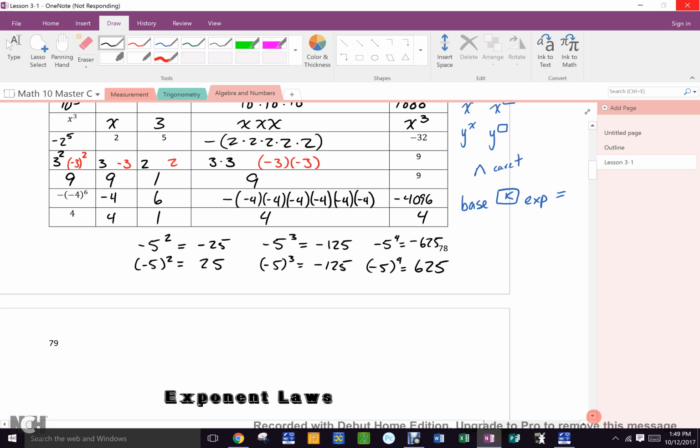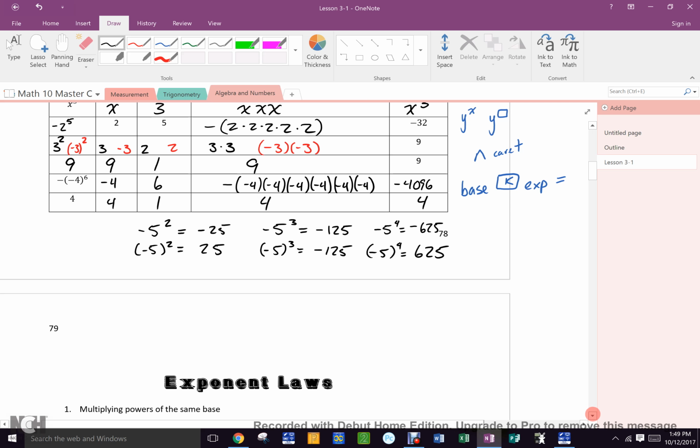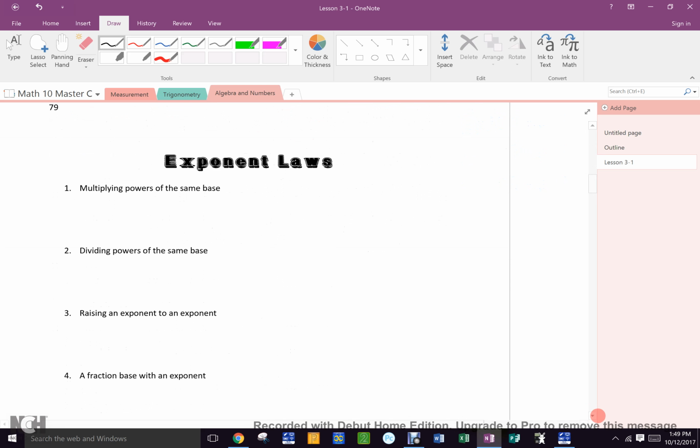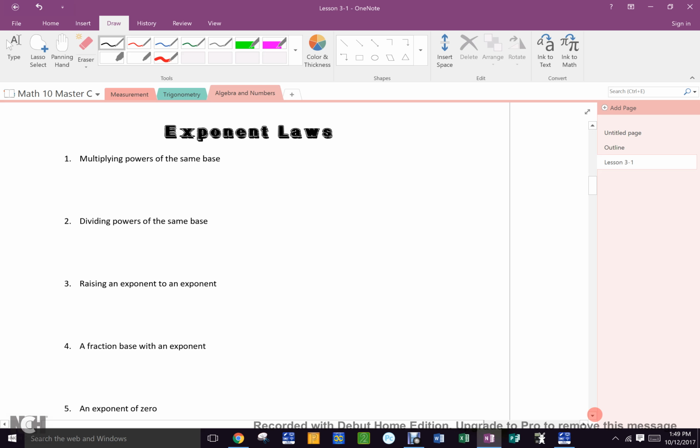All right, turn over to page 79. The first 4 things here you already know from the 9th grade. But if you were not in my class, you might only have done them in one way. I am going to expand that one way with you right now. If you were in my class in grade 9, you've already seen what I'm about to do.